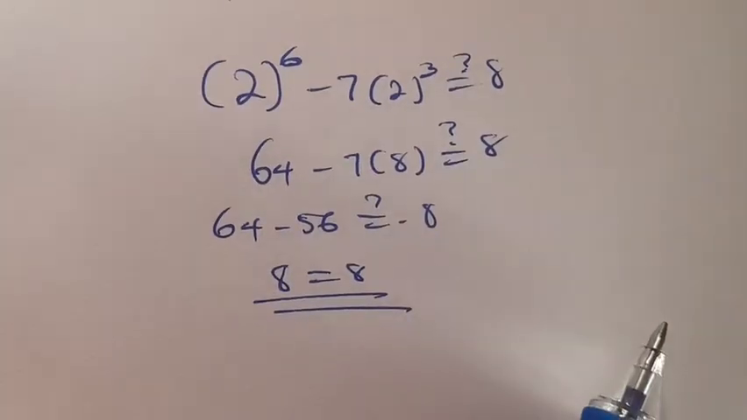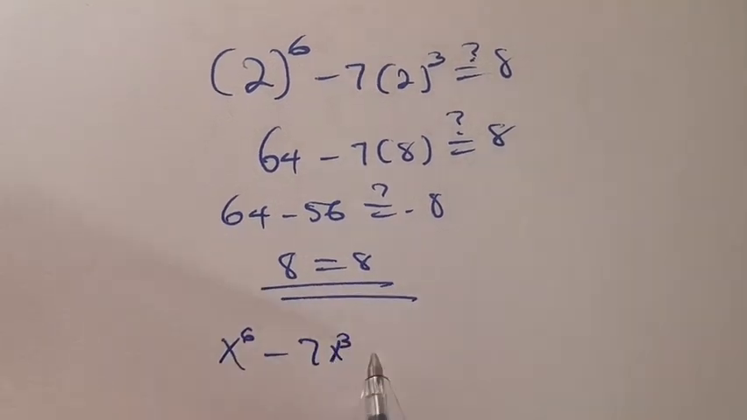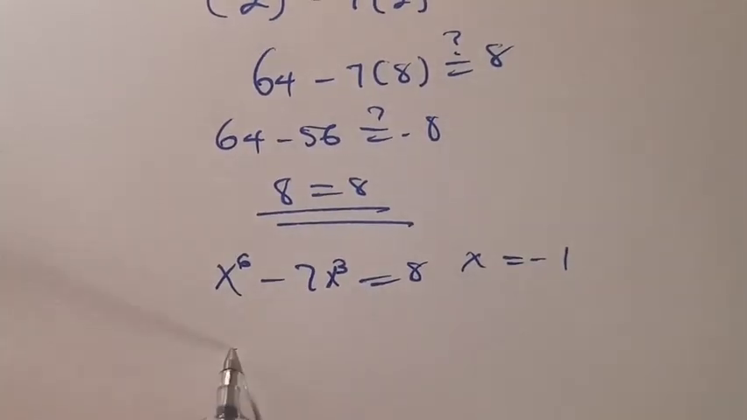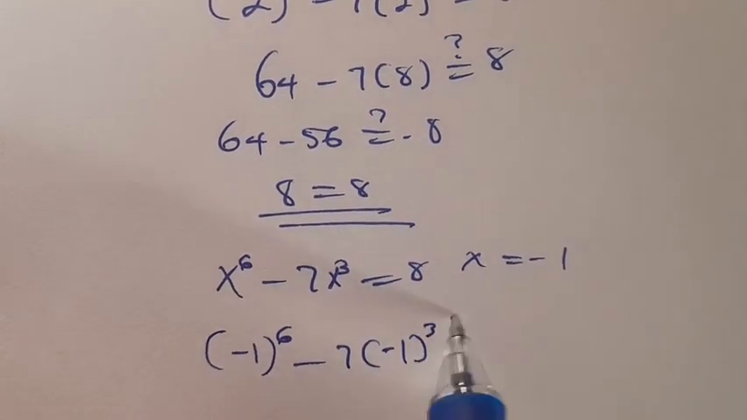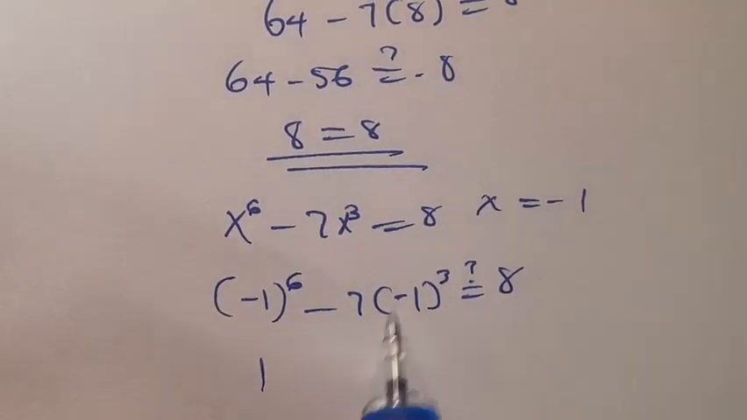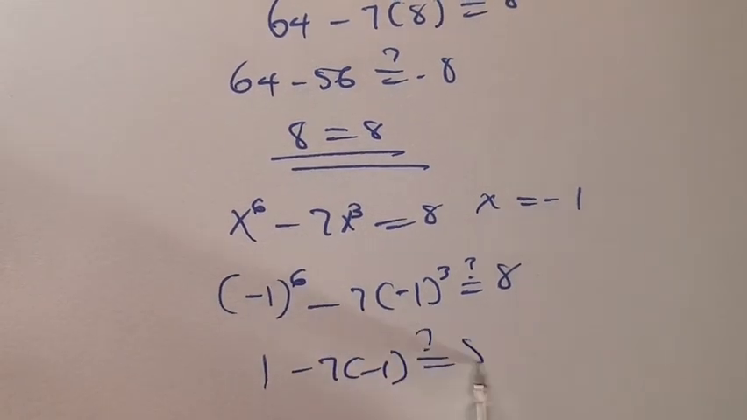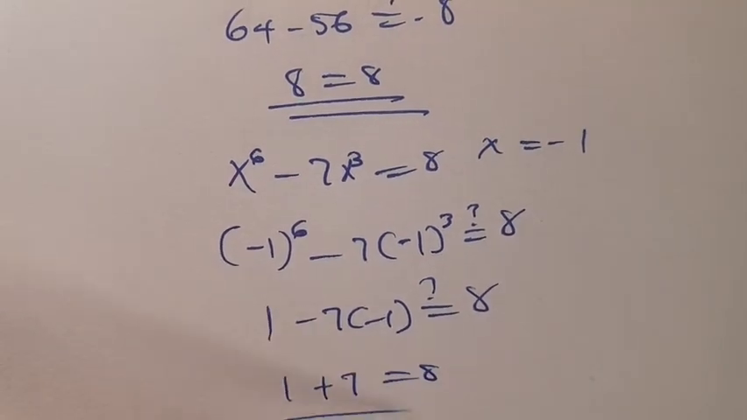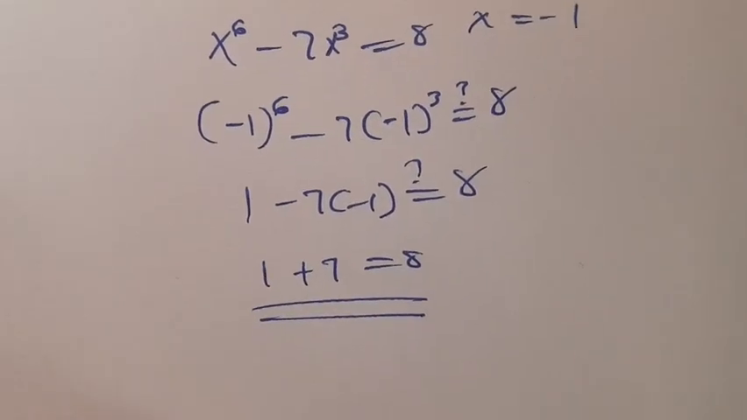Now, when x equals minus 1, we have x raised to the power 6 minus 7x cubed equals 8. So let's say minus 1 all raised to the power 6, minus 7 into minus 1 raised to the power 3, is going to be equals 8. This one will be 1. Then this one will be minus 7 into minus 1, which gives plus 7. So from here we have 1 plus 7, which equals 8. So this is true for the value of x equals minus 1.